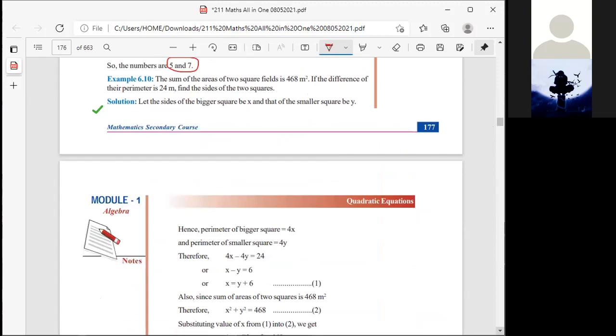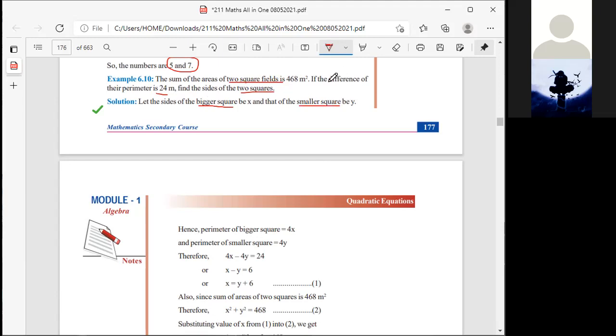Now look at 6.10. Now here what do they say? The sum of the areas of two square fields is 468. If the difference of their perimeter is 24 m, find the sides of the two squares. There are two squares, and the difference in their perimeter. When I talk about difference means there is going to be a bigger square and there is going to be a smaller square. Yes or no?